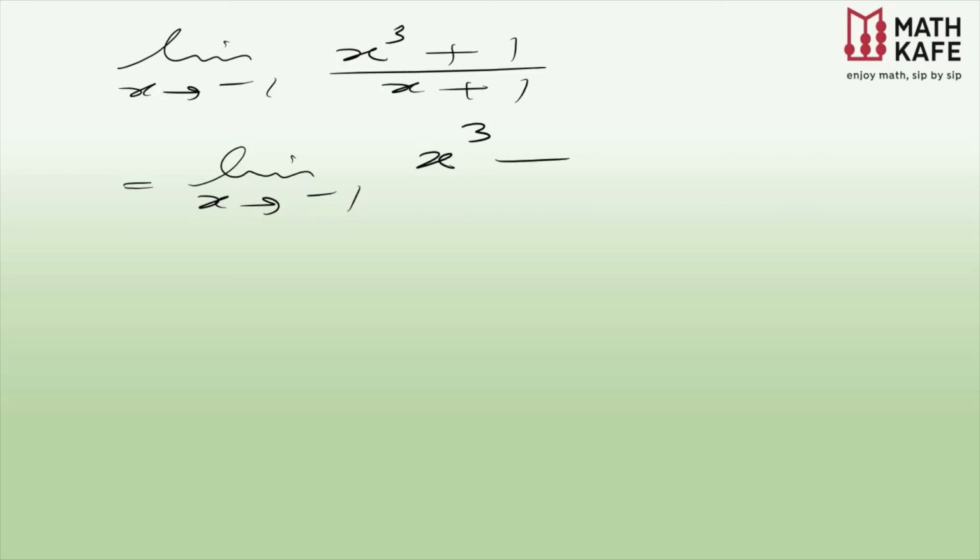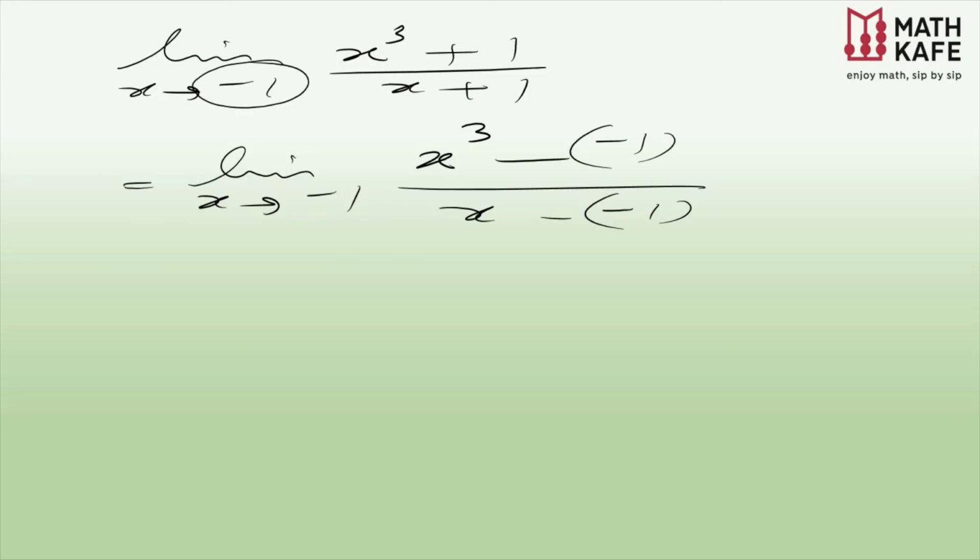First thing I will write: this plus 1 I will make as minus of minus 1, and here x minus of minus 1. Why did I do that? Because my a is minus 1. I need a raised to n and a. A raised to n means here I need a cube, and the denominator must be x minus a.